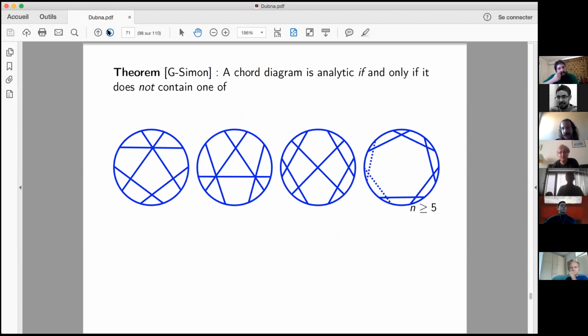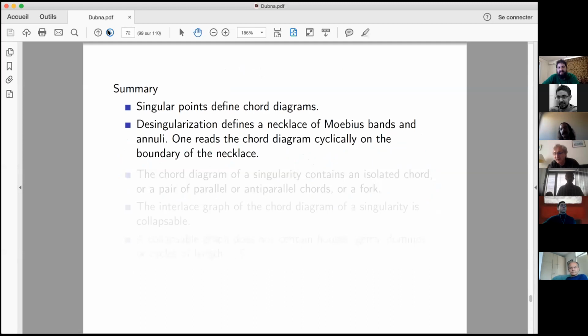So I was happy with that because it's really the complete analogue to Kuratowski. The only difference is that in the case of Kuratowski, you have 2 forbidden configurations. Here I have an infinite number of forbidden configurations. Nevertheless, I was happy with that. Now, here's a summary of my talk, quickly.